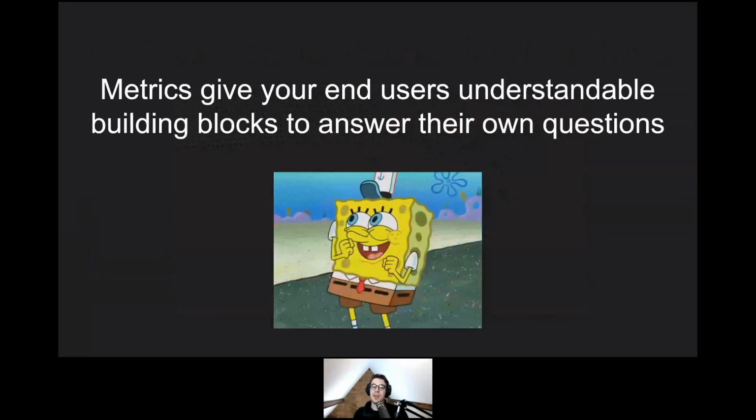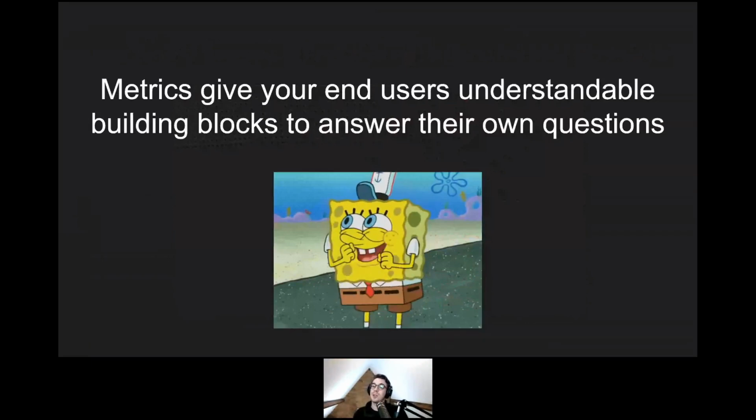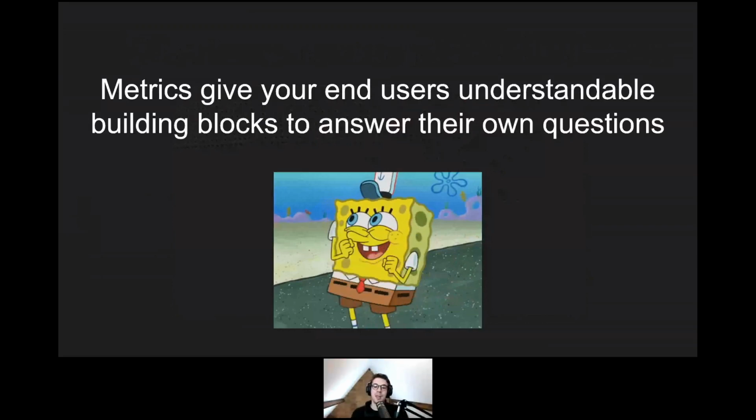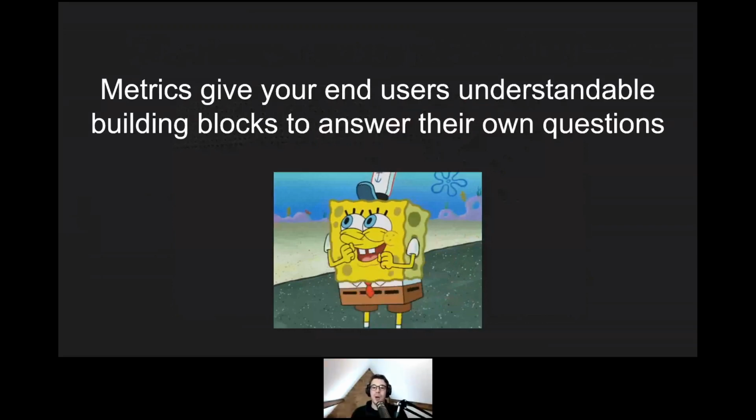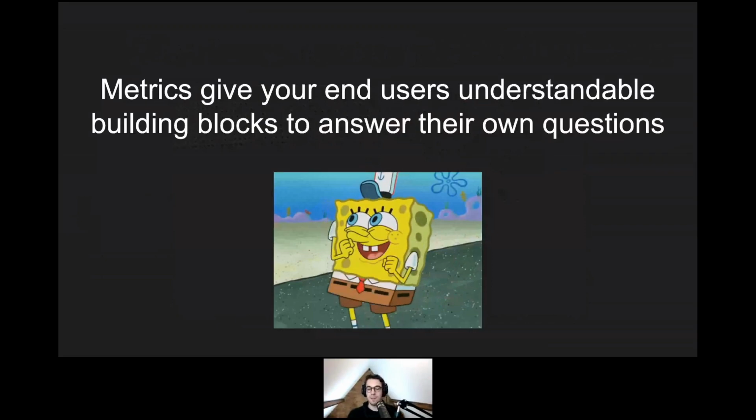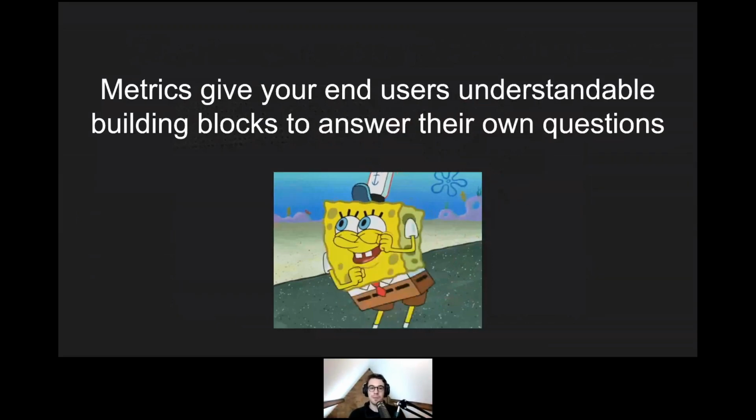So the one thing to take away here is that a metrics or a semantic layer gives data consumers around the business some understandable and meaningful building blocks that they can take, piece together in their own way, and use to answer their own questions. So there's a technical component to that and also a sort of user experience too.